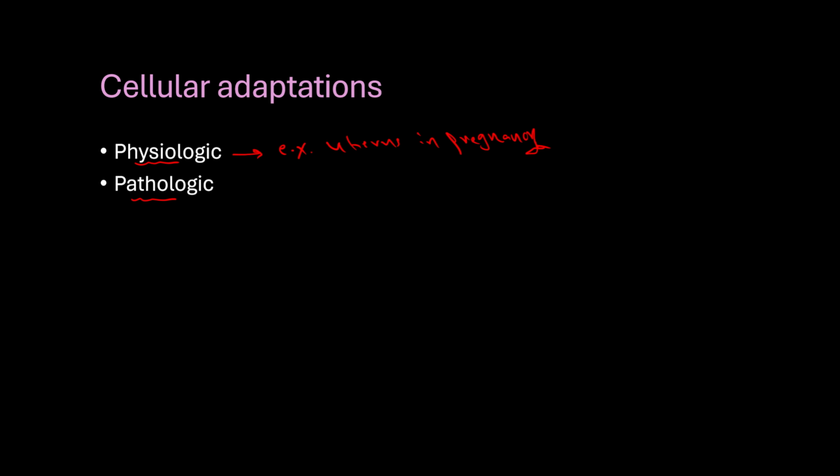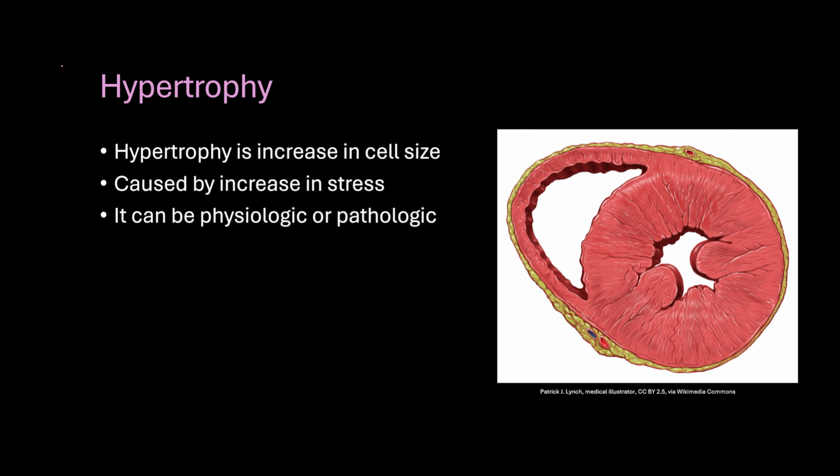On the other hand, pathologic adaptations are caused by some pathology in the body, such as the change that occurs in the respiratory epithelium from the columnar into the stratified squamous, which is considered metaplasia, that occurs in smoking. It is considered a pathologic cellular adaptation. Let's start by discussing the first cellular adaptation, and that is hypertrophy. Hypertrophy is an increase in cell size that results in an increase in the organ size. Now, hypertrophy commonly occurs with another cellular adaptation, and that is hyperplasia. Hyperplasia is an increase in cell number, and that will be discussed next.